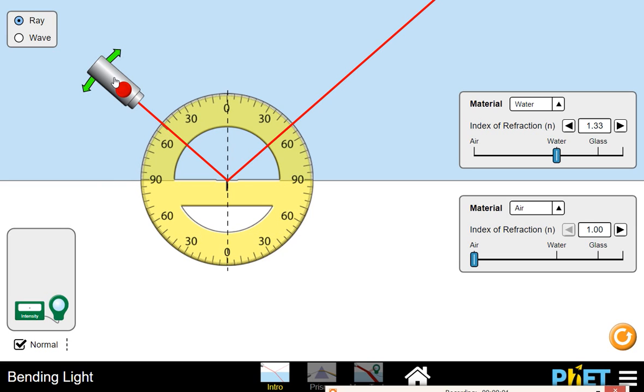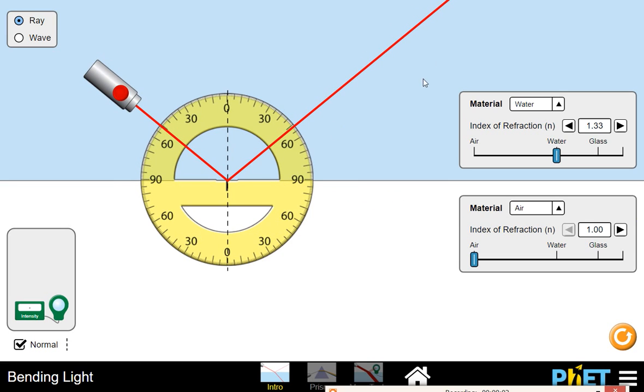Okay, and if you go above that, then you get total internal reflection there.